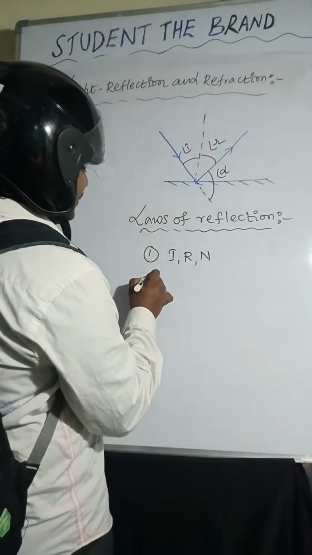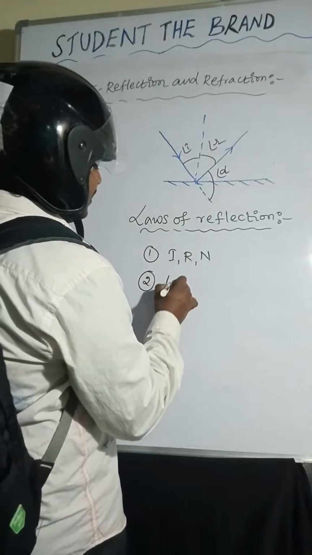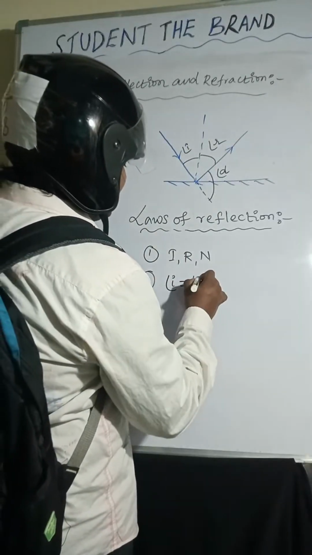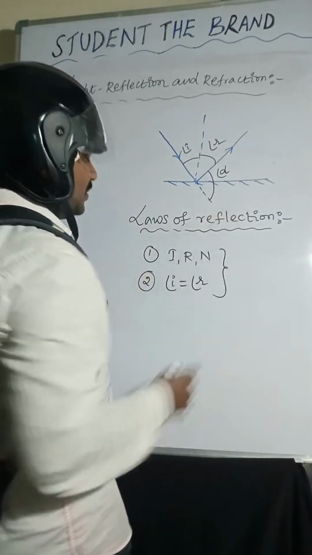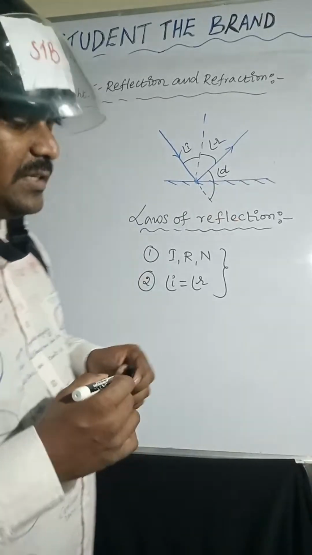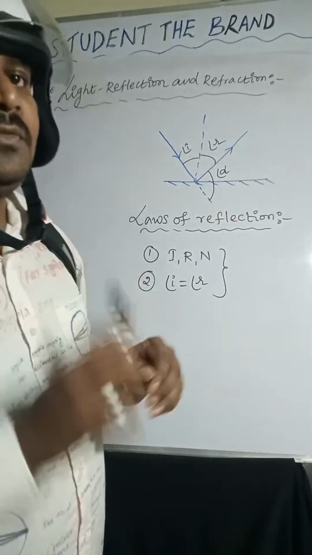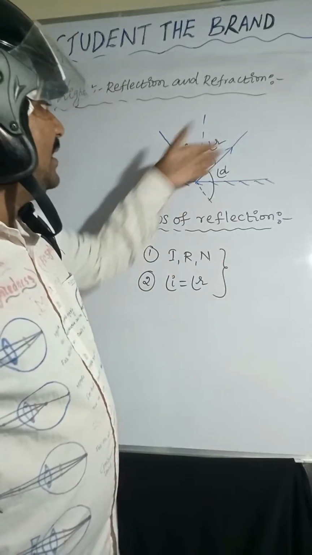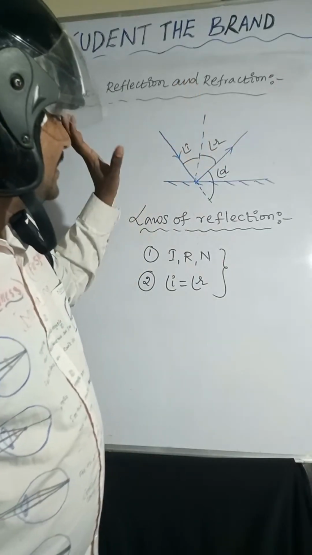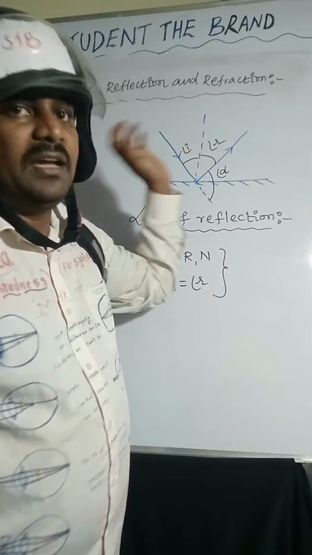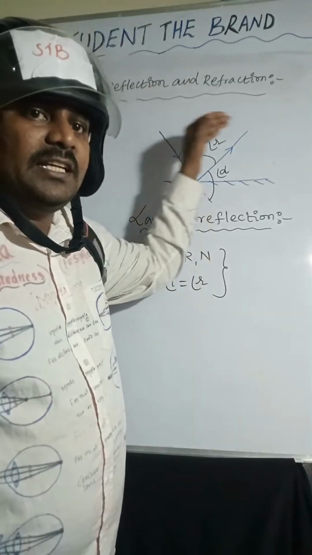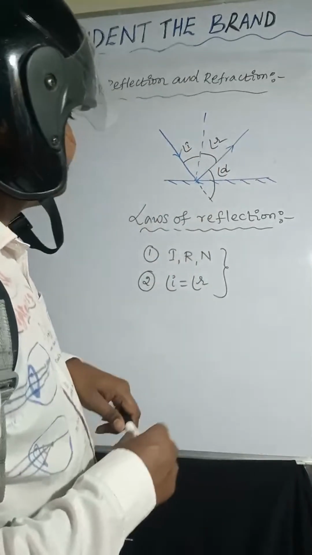The second one: the angle of incidence is equal to the angle of reflection. These two are very important laws of reflection. The first one: the incident ray, reflected ray and normal line lie in the same plane. The angle of incidence is equal to the angle of reflection.